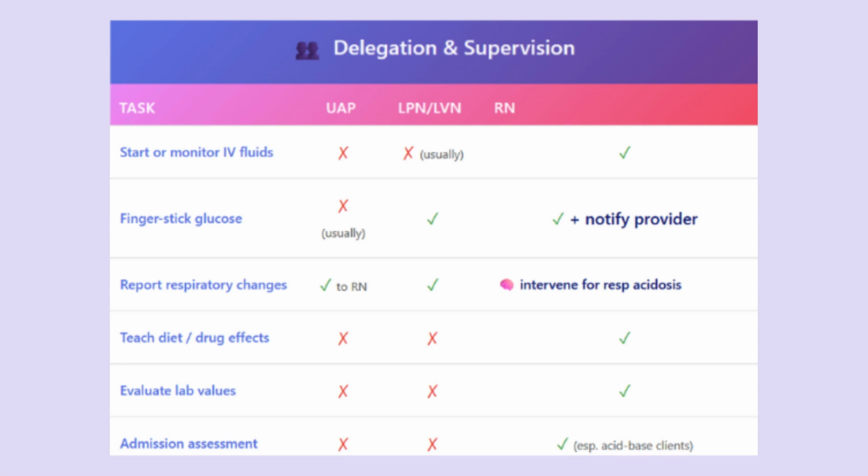RNs create and evaluate the plan of care, teach, interpret data, administer IV therapy, and manage unstable or newly admitted patients, especially those with acid-base imbalances or critical potassium shifts.